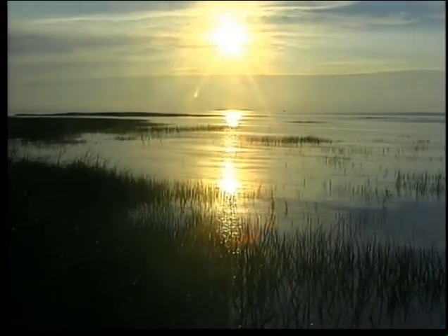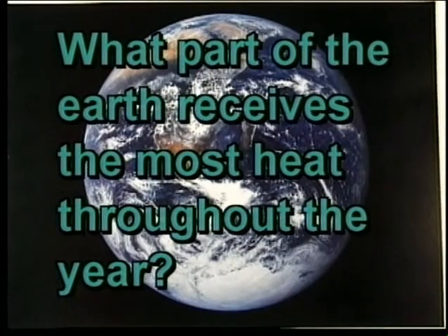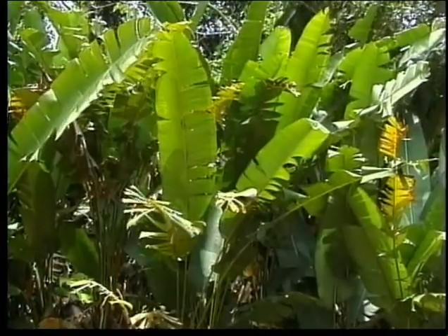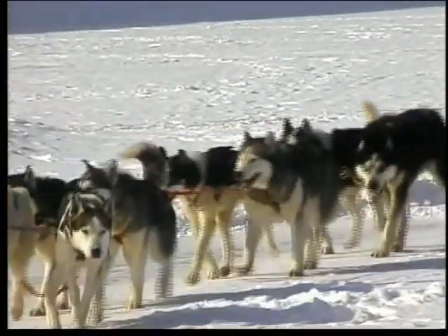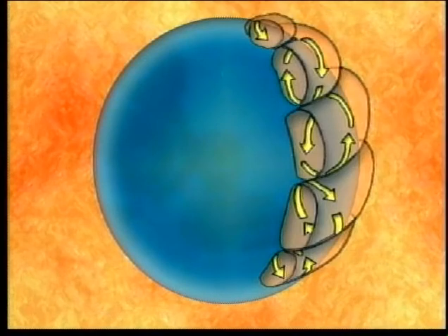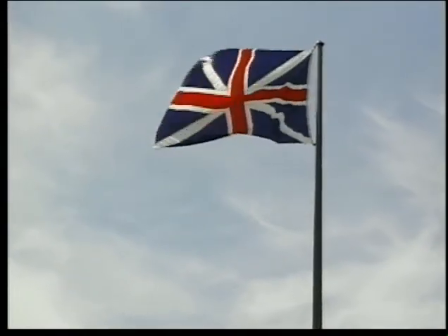Different parts of the Earth heat at different rates. You decide. What part of the Earth do you think receives the most amount of heat throughout the year? The area near the equator receives the greatest amount of heat, and the polar regions receive smaller amounts of heat throughout the year. At the equator, warmer air rises and moves toward the poles, and at the poles, cooler air sinks and moves toward the equator. These differences are fundamental in the creation of global winds.